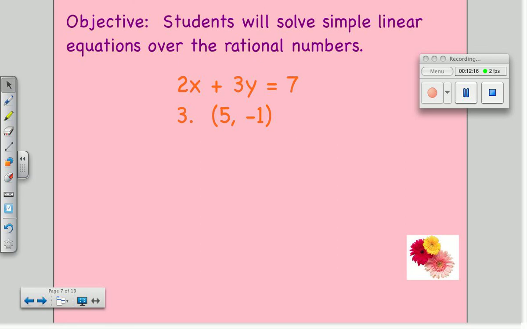How about 5 and negative 1? So 2 times 5 plus 3 times negative 1 equals 7. 2 times 5 is 10. 3 times negative 1 is negative 3. 10 plus negative 3, or 10 minus 3, that's 7. So the answer is yes.